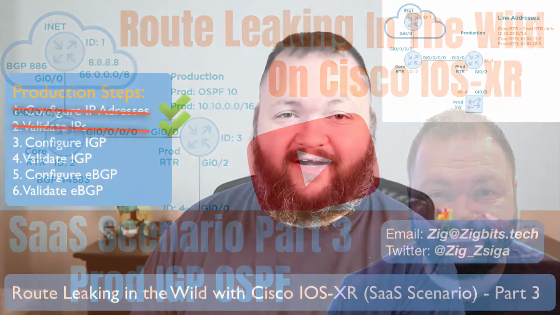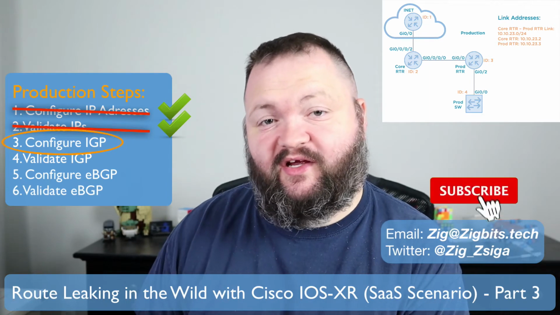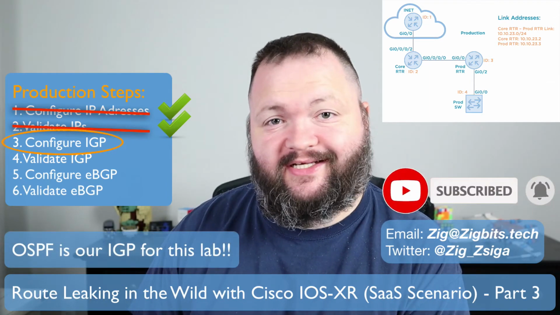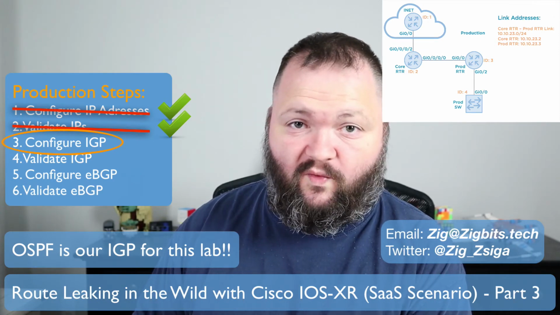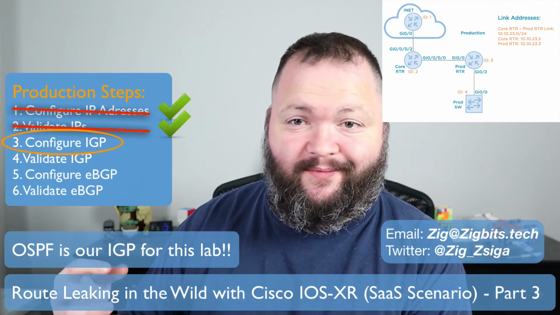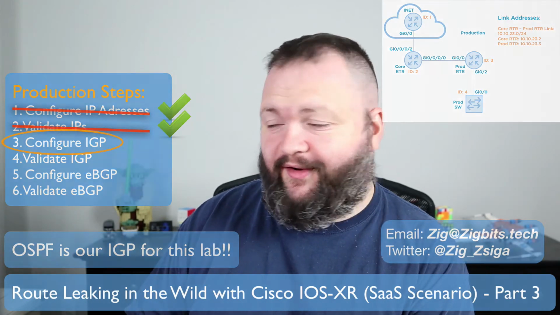All right, my friends, since we got our IP addresses configured, now we need to configure our IGP. In this case, we're going to configure OSPF with a process ID of 10. We're going to start from our prod switch and work our way all the way up to our core router, and we'll make sure we get our IGP all nice and configured here. All right, so let's do it.